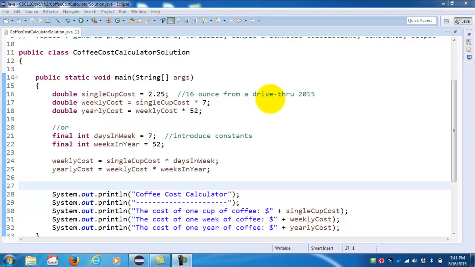So how do we calculate the weekly cost, David? Well, it looks like you took the cost of each one and multiplied by 7 days, so I'm getting one every day. And what about yearly cost? Same idea, but now take the weekly and do 52 weeks. Right, so let's go ahead and run it and see what we get.